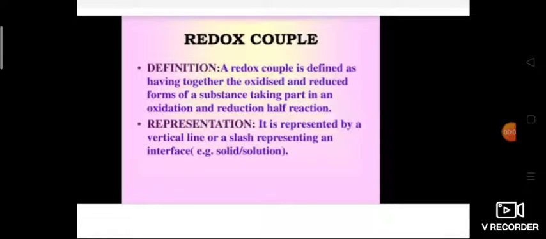And this is the applications of redox reaction. It is given in your textbook. You can go through your textbook's theoretical part: redox reactions and electrode processes.